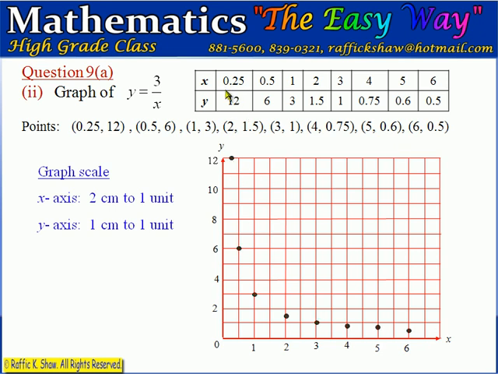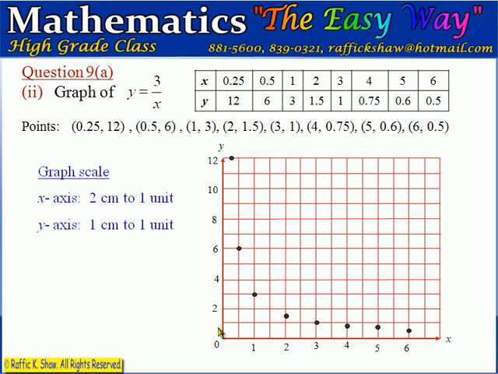This point here is the first point: x is 0.25, y is 12. This point, x is 0.5 and the y value is 6. The third point, x is 1, y is 3, that's this point here. The fourth point, x is 2, y is 1.5, so the point is 2, 1.5 here.